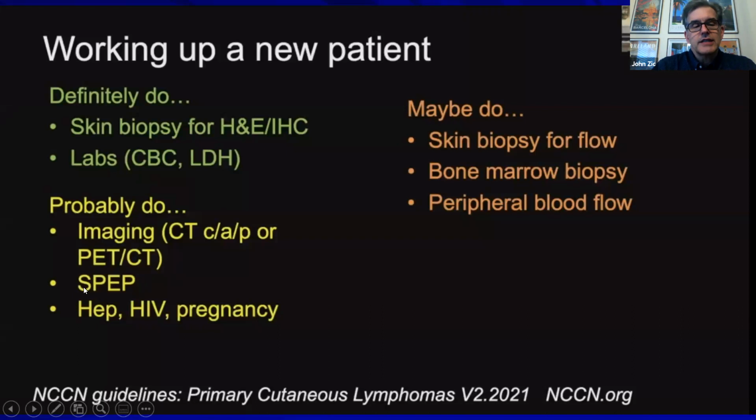SPEP stands for serum protein electrophoresis. HEP is a hepatitis panel, HIV, the AIDS virus, and pregnancy tests for women of childbearing potential. You might do a skin biopsy for flow cytometry, which is a special test that we can do on biopsy. Your hematologist or oncologist may want to do a bone marrow biopsy, and you may want to do a special test on blood called flow cytometry, which is meant to assess whether or not there are any abnormal B cells circulating in the peripheral blood.